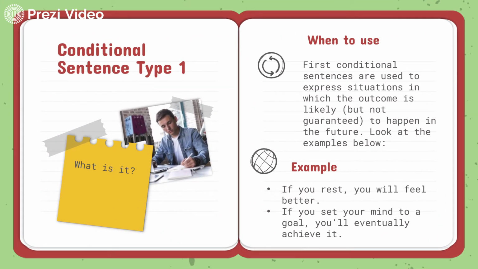Conditional sentence type 1. When to use? First conditional sentences are used to express situations in which the outcome is likely but not guaranteed to happen in the future. Look at the examples below. If you rest, you will feel better. If you set your mind to a goal, you'll eventually achieve it.